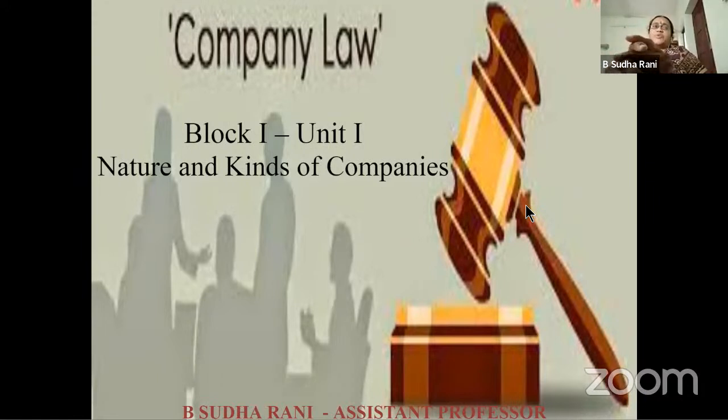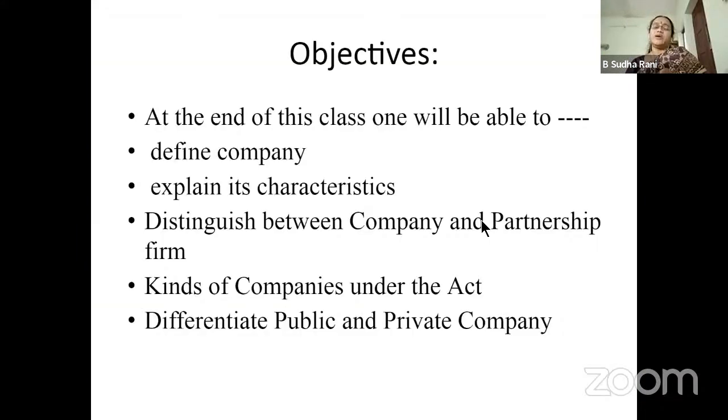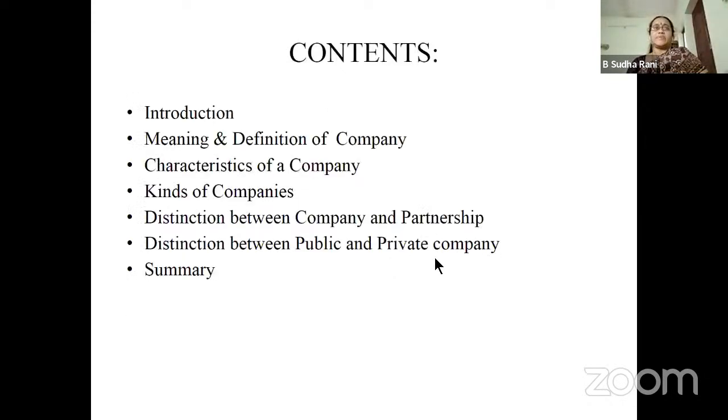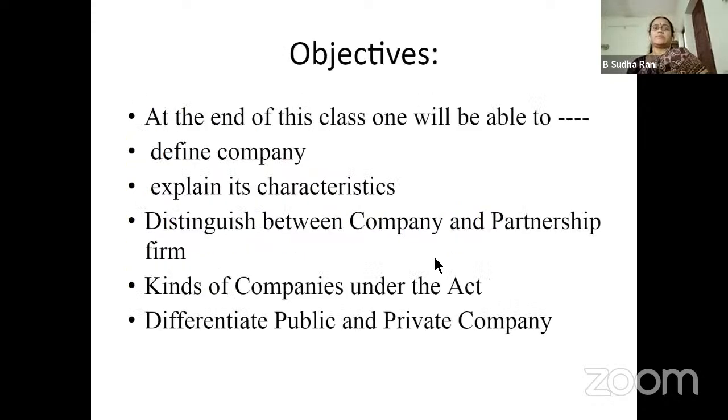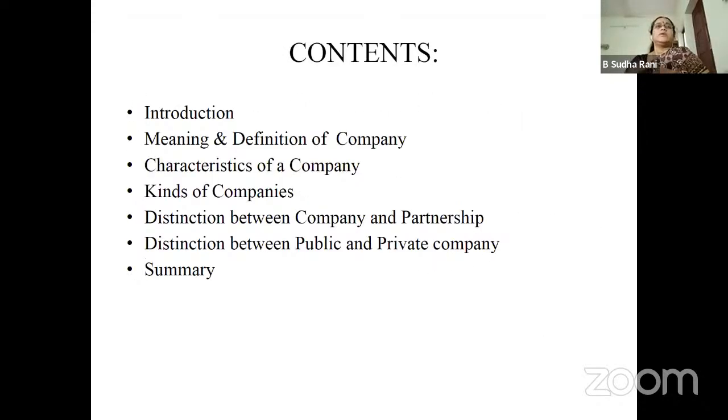So our first topic is nature and kinds of companies. In your business organization first semester, you understood what a joint stock company is. In this chapter, we learn about the joint stock company, its characteristics, the difference between partnership and company, and different types of companies.